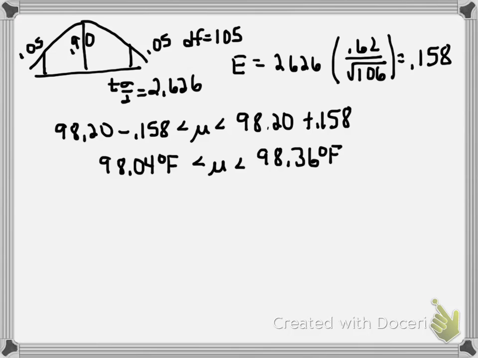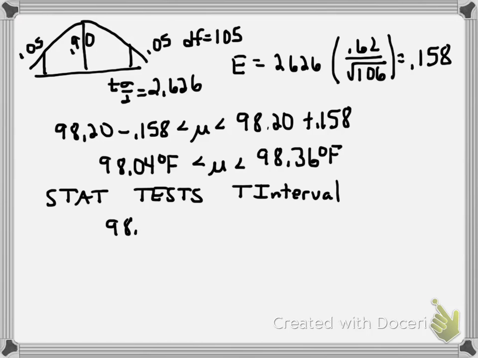If you want to use your calculator to find the confidence interval, you should enter stat, test, and T interval. Enter the information they ask for, and you should end up with the same thing. 98.04 degrees Fahrenheit is less than the population mean, is less than 98.36 degrees Fahrenheit. 2 more questions.